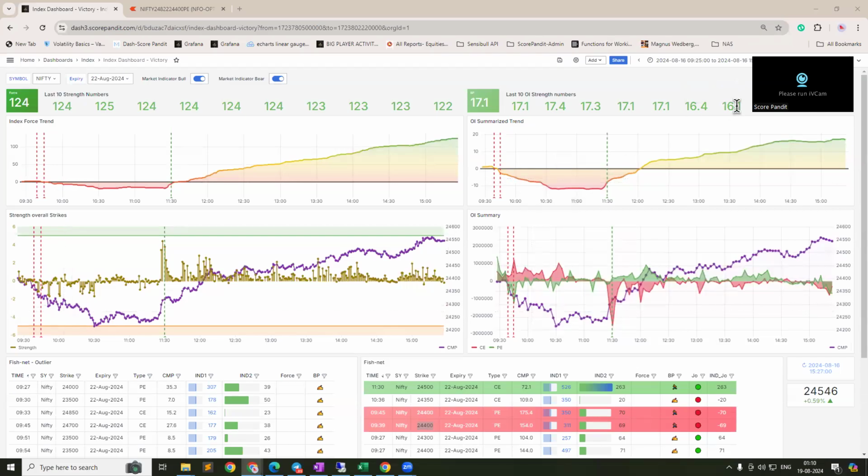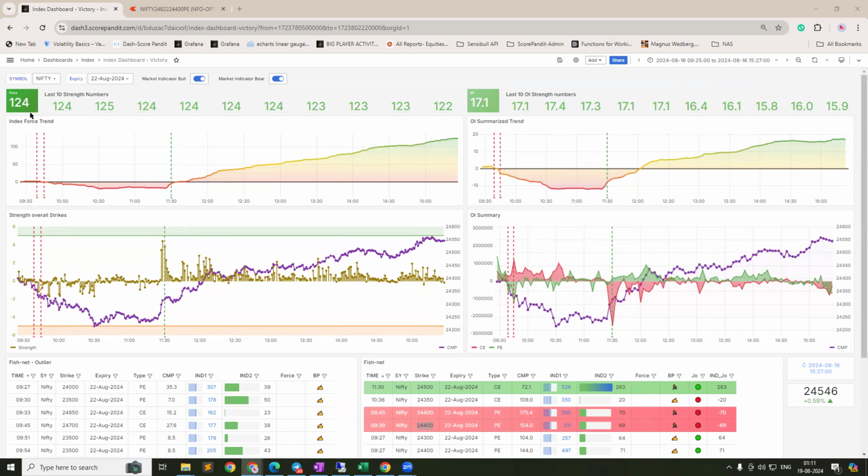Hello friends. Today I'm going to explain how to trade in the index using our Victory dashboard. So this is our Victory dashboard, the new improved version that you can see.